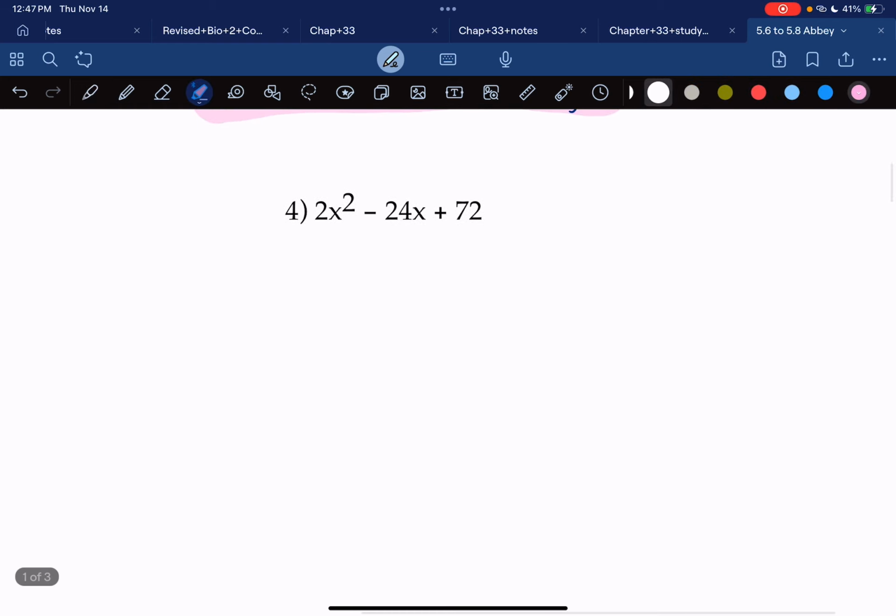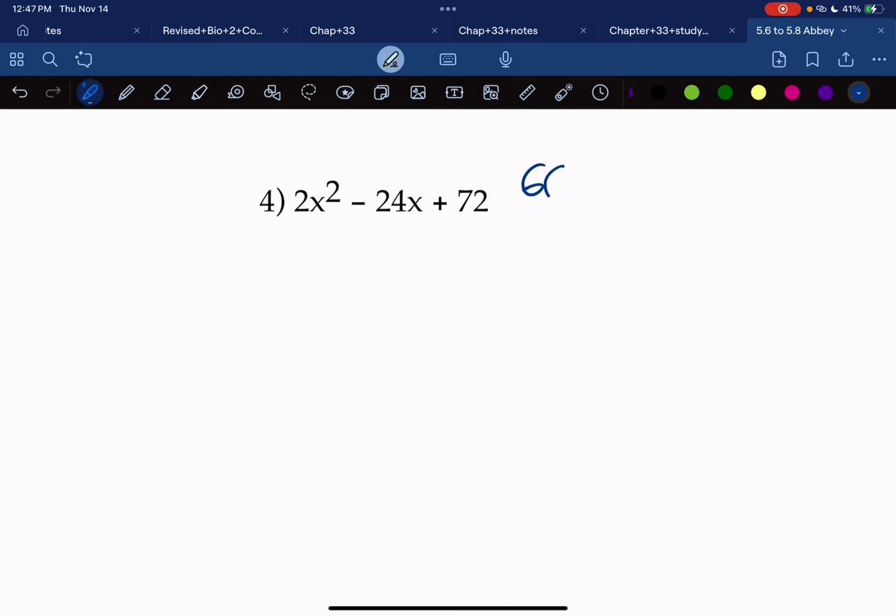Now for number 4, we're still factoring. And we need to find the greatest common factor. What is the greatest common factor that we can take out of all these numbers? What do they all have in common? In this case, it's the number 2. So now let's factor out 2 from all of these. So 2 on the outside, and then 2 divided by 2 is 1, so x squared, minus 24 divided by 2 is going to be 12x, and 72 divided by 2 is going to be 36.